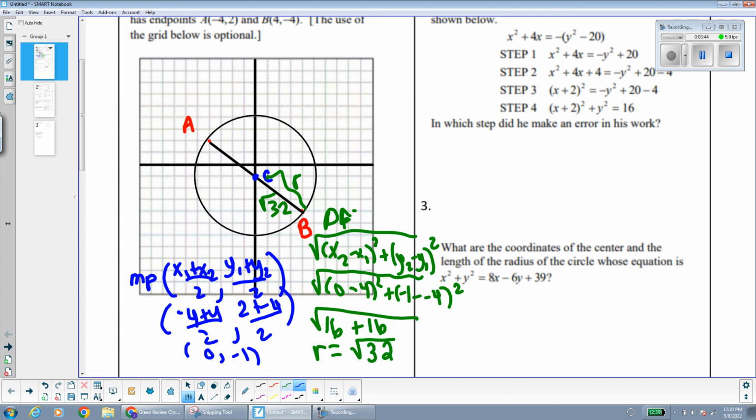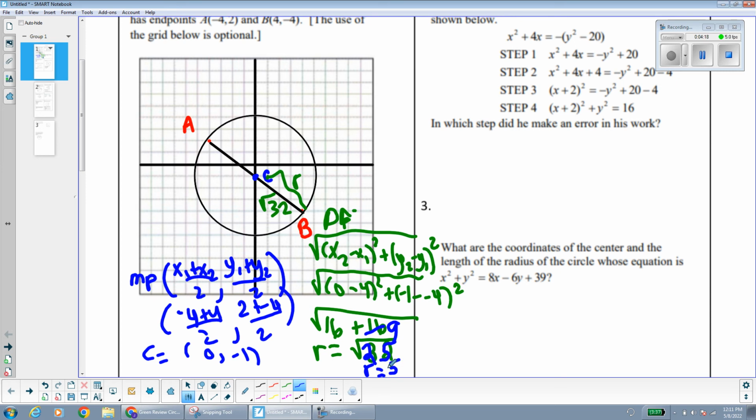Now I am going to write the equation of my circle using the center and the radius. Oops, slight error over here. If you type into your calculator -1 minus -4 squared, that is 9. So slight error there. Let me just change that. Then we would have 16 plus 9 under the radical, which is radical 25. And that gives us a radius of 5. There we go.